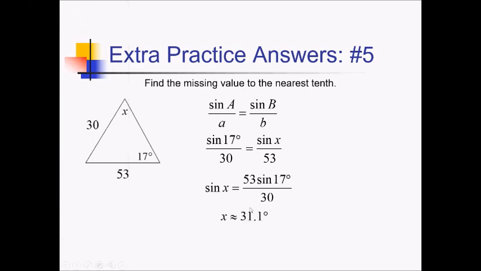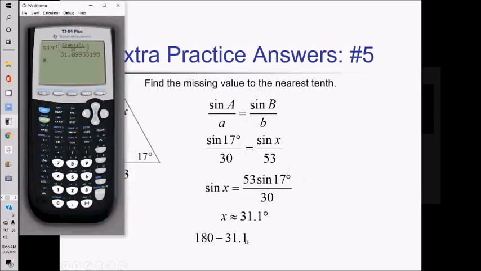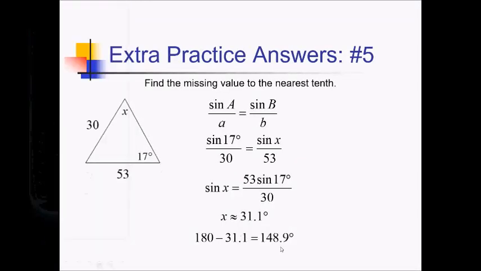Now, we might also have an alternate answer, the supplement of 31.1, 180 minus 31.1. And this is always an issue with law of sines. Whenever you use it to find an angle, you might always have this other possible answer. So let's see what that comes out to on the calculator. And then we'll see if we can actually fit that in the same triangle as the other angle that's already in there. So this comes out to 148.9 degrees.